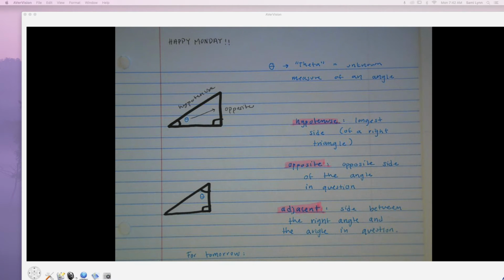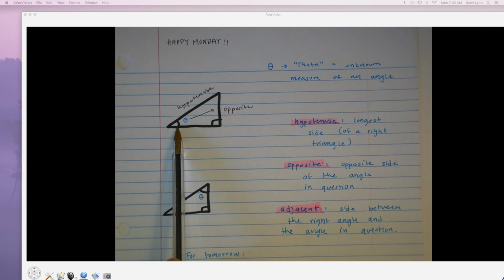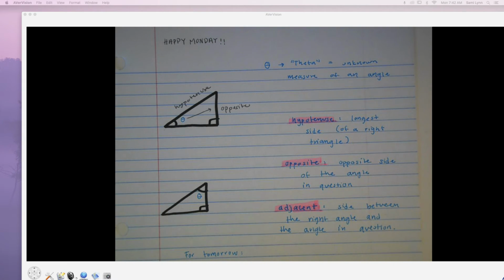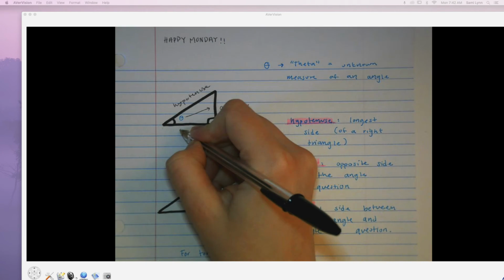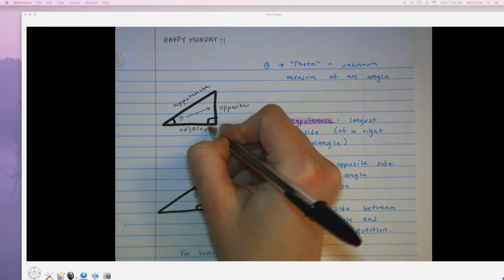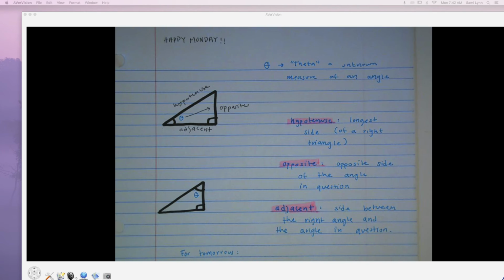And then the word adjacent technically means the side between the right angle and the angle in question, or this unknown angle, but really you can think of adjacent kind of like next to. What leg is right next to or directly touching the angle in question? And that would just be this one. So that's pretty simple. This is all I'm going to ask you to do today, is just give me some definitions, write it in. What leg is opposite, which is adjacent, and where's our hypotenuse?